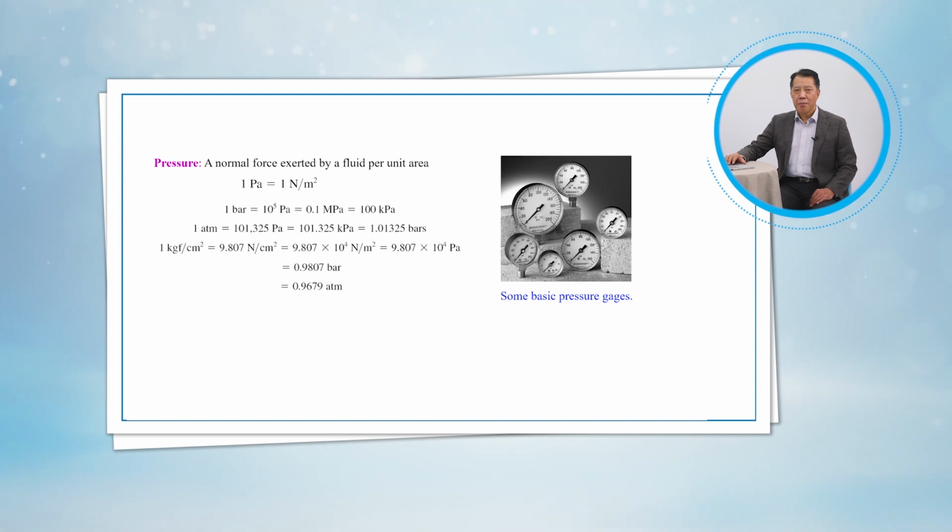Most pressure measuring devices, however, are calibrated to read zero in the atmosphere, and so they indicate the difference between the absolute pressure and the local atmospheric pressure.